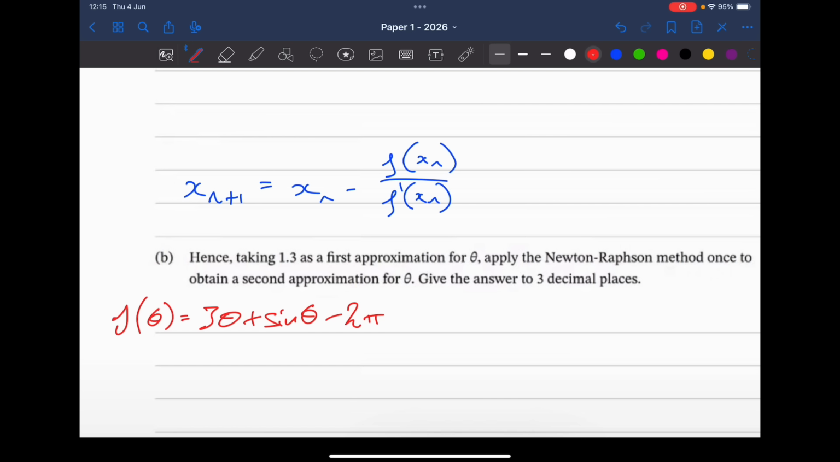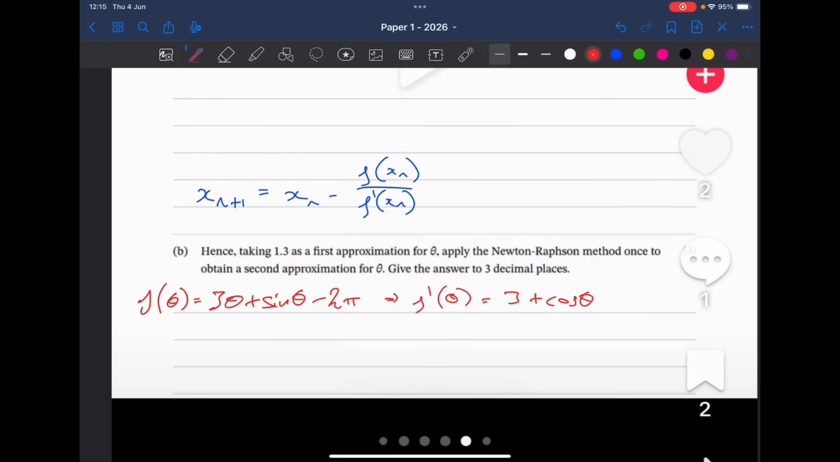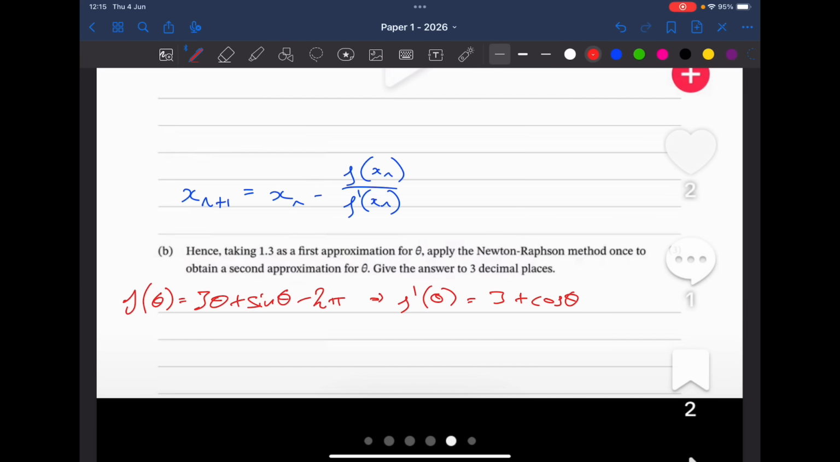But doing that then, we need to figure out what is f dash of theta. So 3 theta becomes a 3, sine theta becomes cos theta, 2 pi goes away. So our xn plus 1 formula is going to be xn minus the original, 3 theta plus sine theta minus 2 pi, over the derivative 3 plus cos theta.